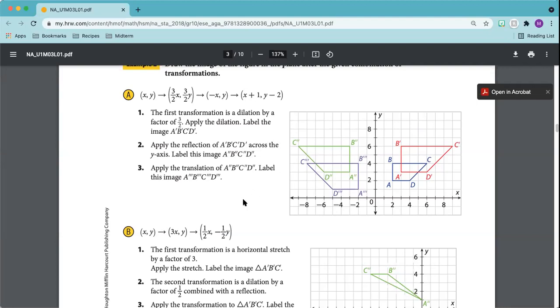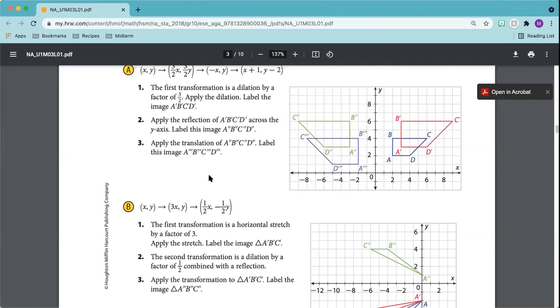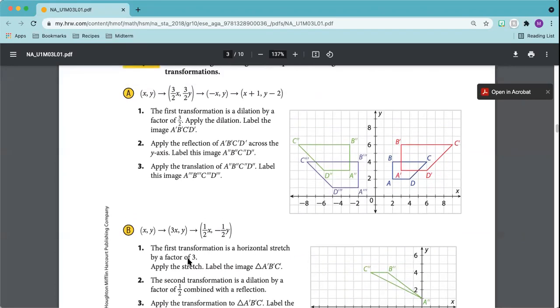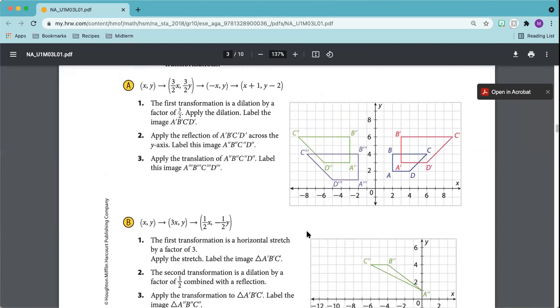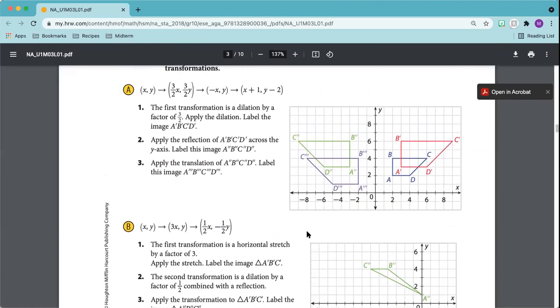So this is what this book does, and I noticed it. They don't use dilation or reduction. They just call anything that's changing the size a dilation. They just say a dilation by 3, a dilation by 1/2. You can see here, first transformation is a dilation by a factor of 3/2. Then when I go down here, the second transformation is a dilation by a factor of 1/2. But they're not going to be the same. So they just call any change in the size a dilation.